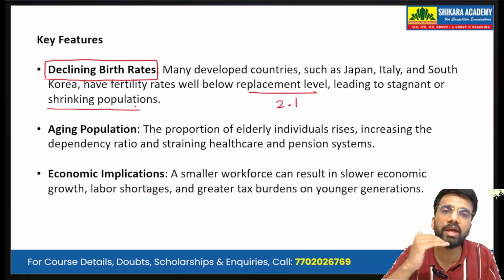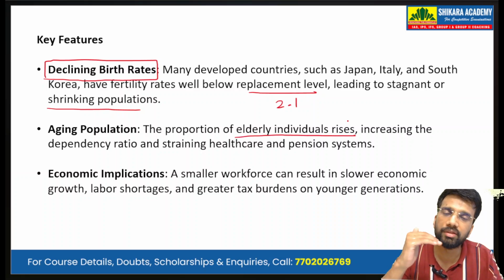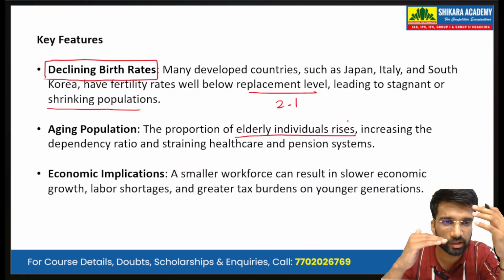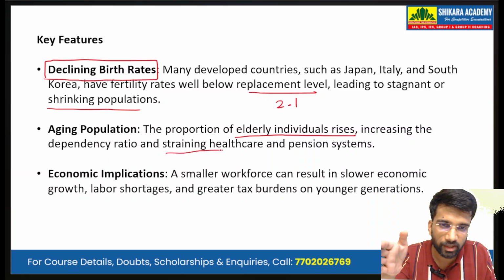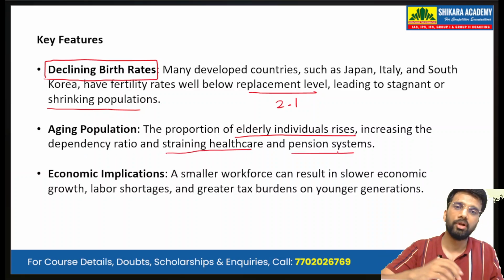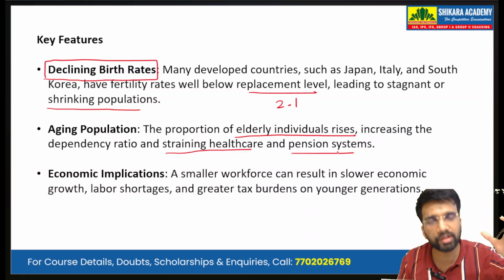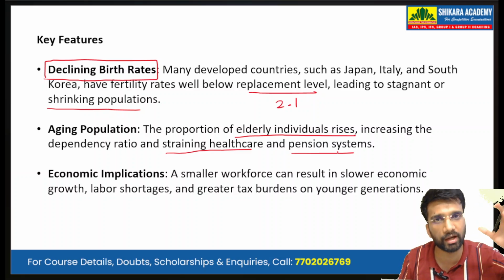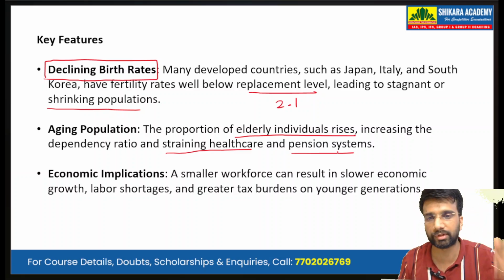The second feature is the aging population. The proportion of elderly individuals rises, the number of elderly in the population increases, increasing the dependency ratio and straining healthcare and pension systems. So the workforce is lighter and the dependency ratio of the elderly people increases over the people who are in the workforce.